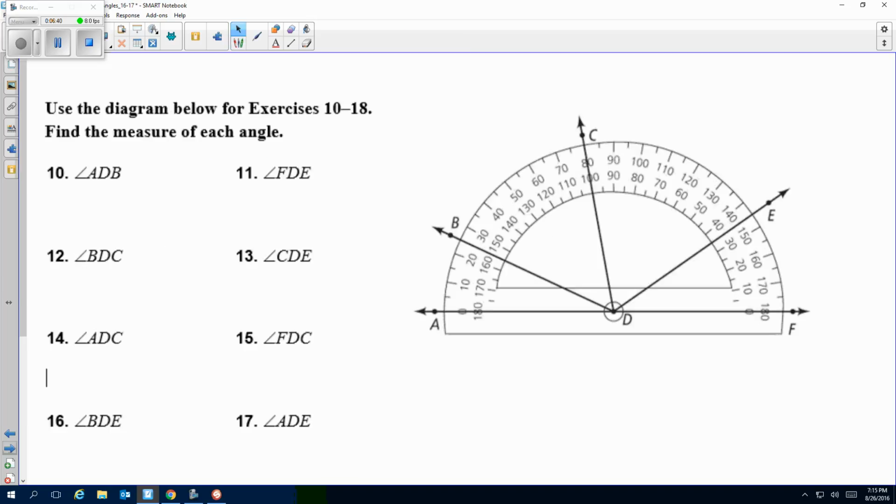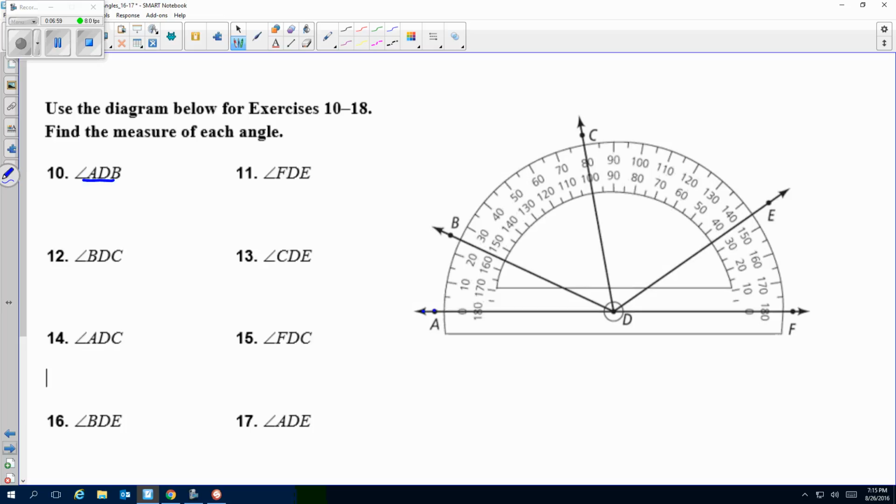And now we're going to find the angle measure. So we're going to use this, what we call a protractor. We're going to use it to find the measure of the angle. And just as a rule of thumb, we're going to use the values on the outside of the protractor. So I'm going to just follow the letters to get to my angle.